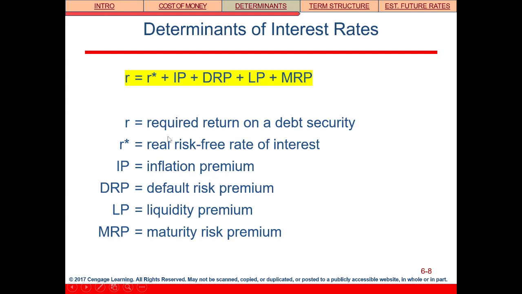This is the required rate on the debt security. Yeah, this is the required rate of return, R. R star is the real risk-free rate of interest. Yeah, so that's R star. That's why it's called the real risk-free interest rate, because it doesn't consider the effect of inflation. The third factor here, or the second determinant here, is the inflation premium, IP.